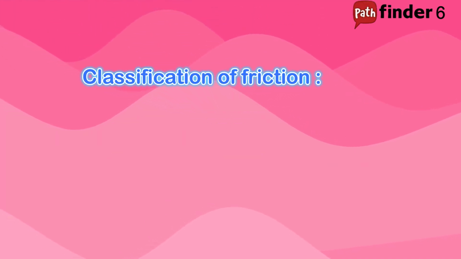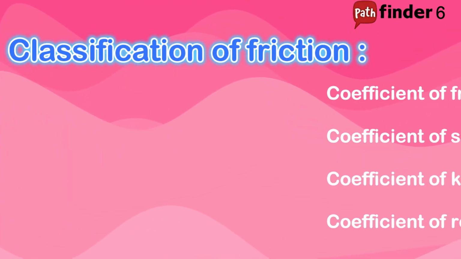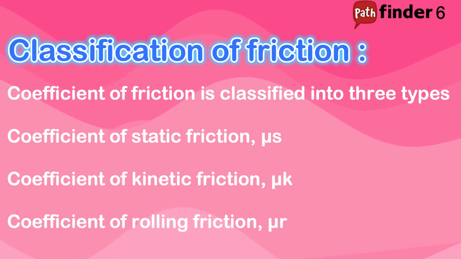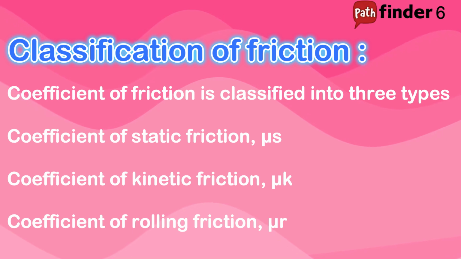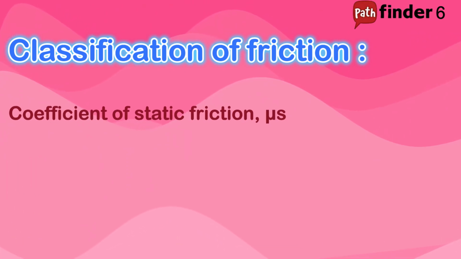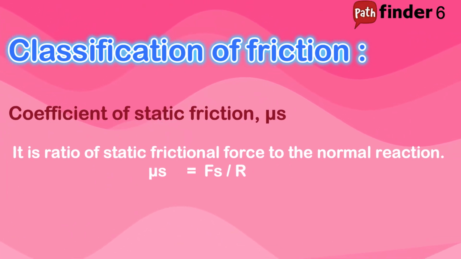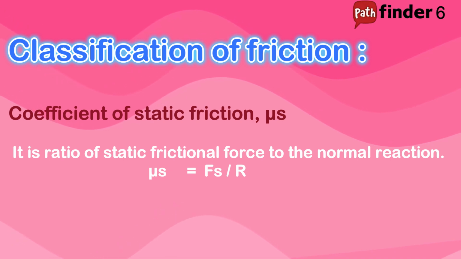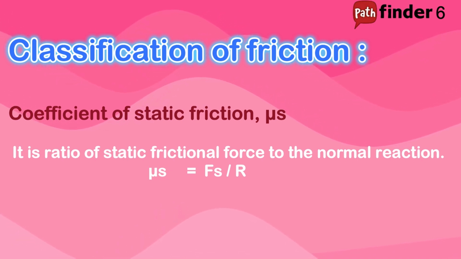Classification of friction. Coefficient of friction is classified into three types: coefficient of static friction mu s, coefficient of kinetic friction mu k, and coefficient of rolling friction mu r. Coefficient of static friction mu s is the ratio of static frictional force to the normal reaction. Mu s is equal to Fs by R.